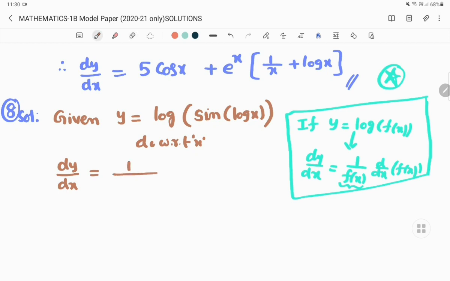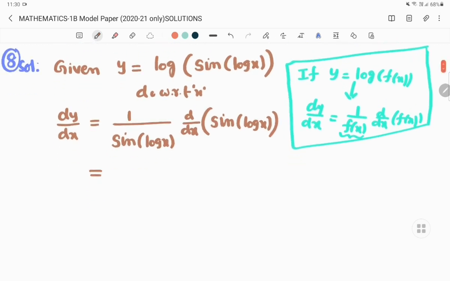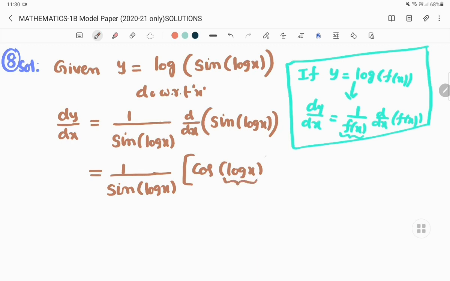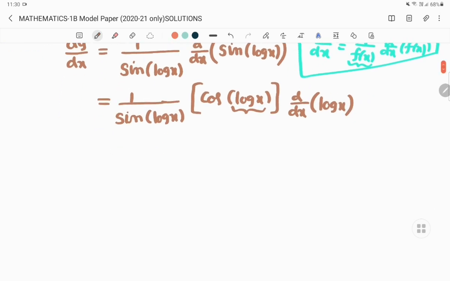So 1 by sin of log x. After that, d by dx of whatever the function is involving, that you can differentiate. Only for understanding purposes I am writing step by step, otherwise I will write it directly. So 1 by sin of log x. d by dx of sin x is cos x, so d by dx of sin of log x is cos of log x. Again, whatever the function is involving, differentiate d by dx of log x. So cos of log x by sin of log x.